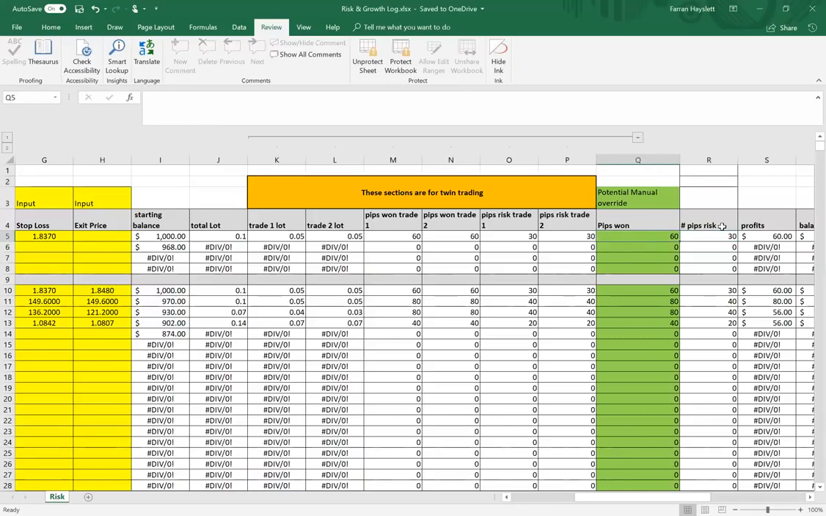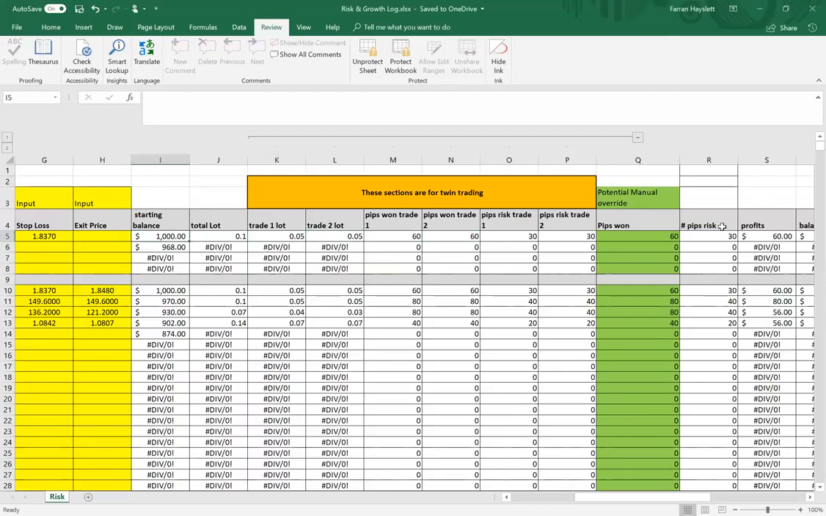Now, here in column Q, it tells me that my pips 1 is 60. How did it do that? Well, again, guys, I told you I wanted a 2-to-1 reward to risk ratio. So therefore, I know that if I want a 2-to-1 ratio, I want to win 60 pips on that particular trade. So that calculates at 60.